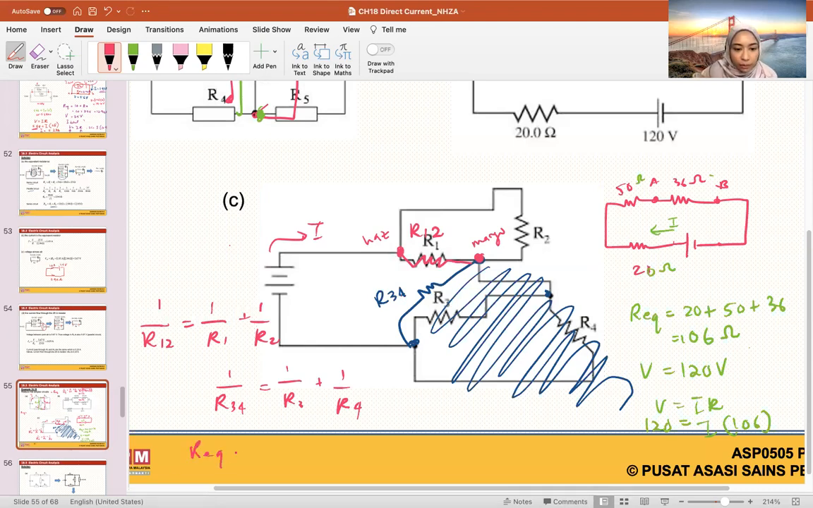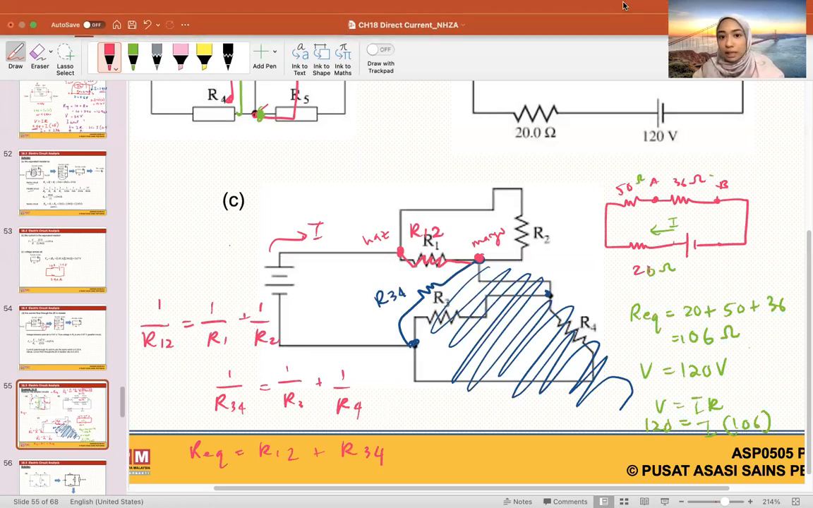So R equivalent for the whole circuit is R12 plus R34. That is your answer. That is how you simplify the circuit or you find the R equivalent. And that is it for today's class.